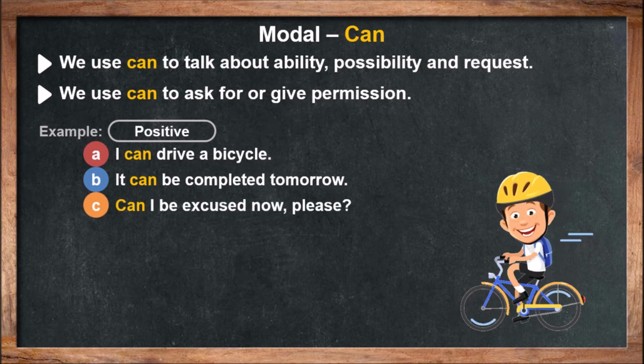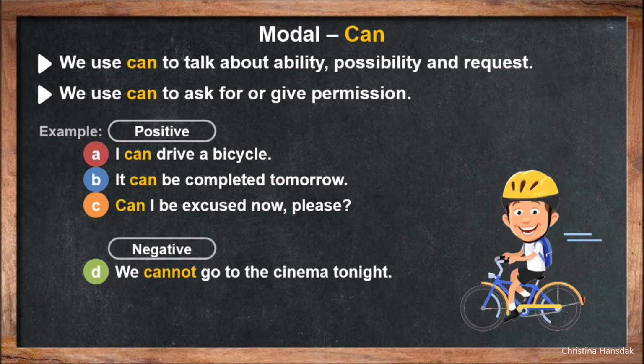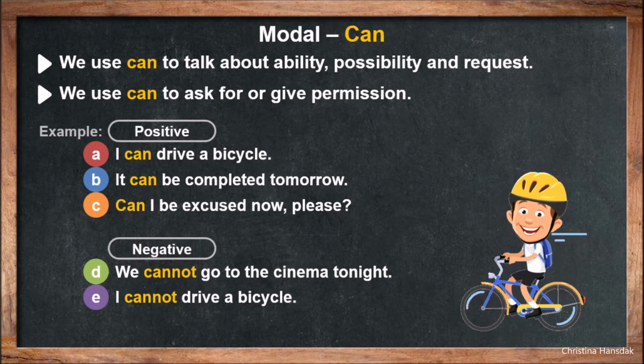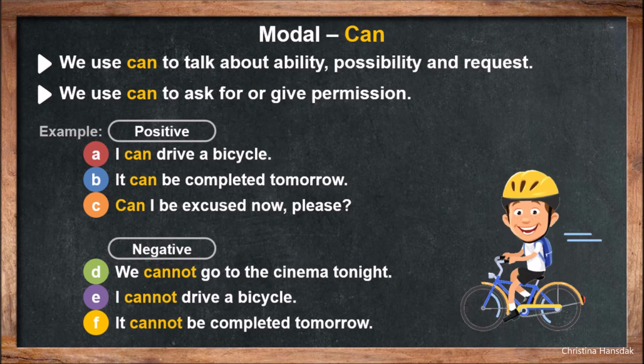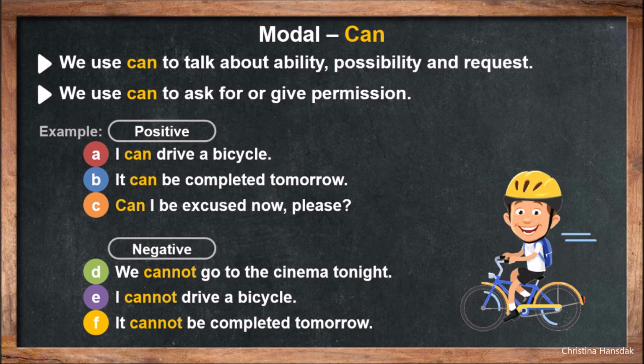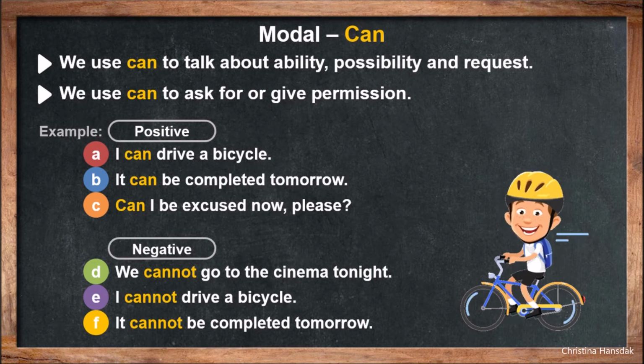Sentence number C. Can I be excused now, please? Sentence number D. We cannot go to the cinema tonight. Sentence number E. I cannot drive a bicycle. Sentence number F. It cannot be completed tomorrow. Students, the upper three sentences are in the positive forms and the remaining three sentences are in the negative forms.